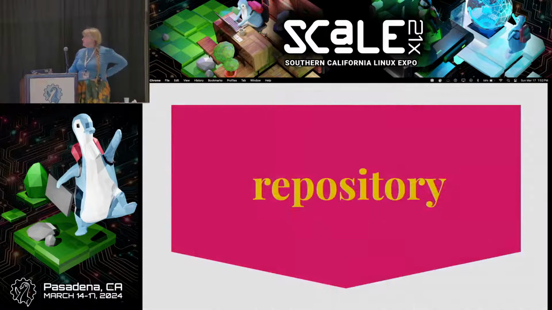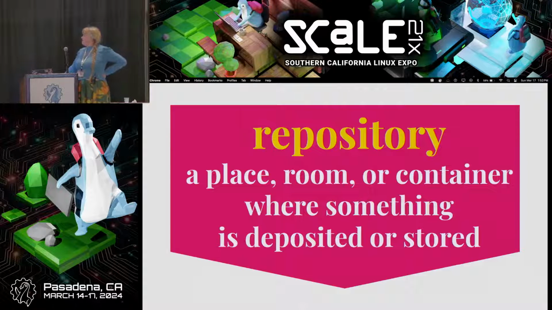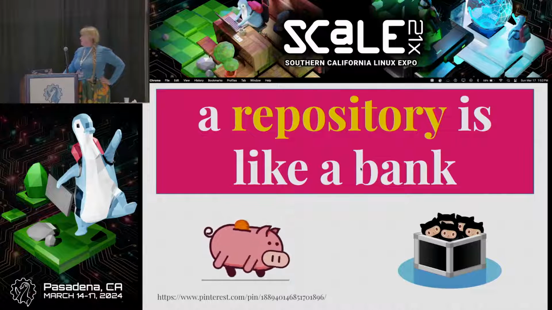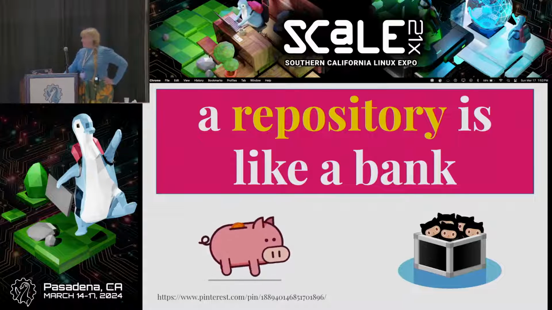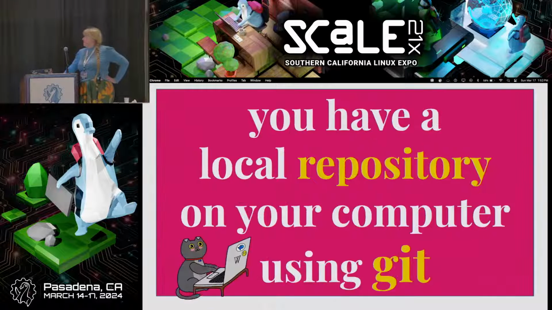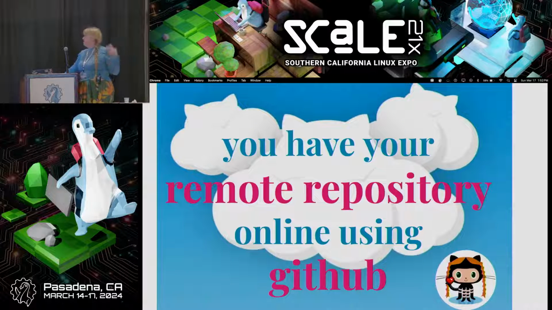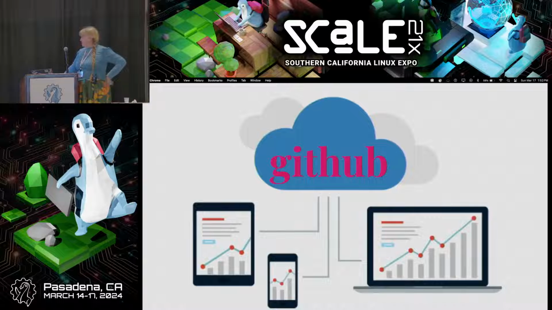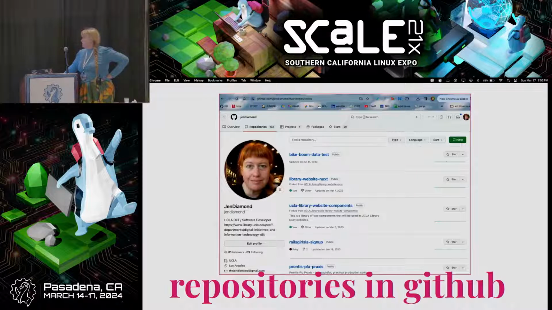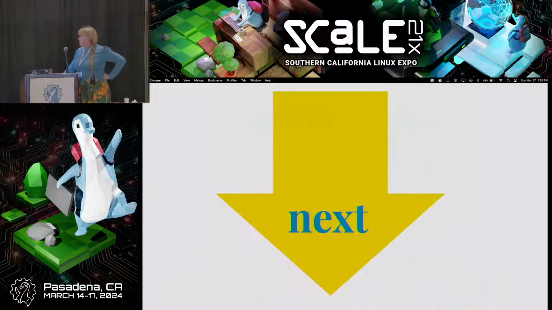And the next concept is the repository. The word just means a place, a room, or a container where something is stored or deposited, like a bank where your money goes, or that little box where all those octocats are stored in GitHub's box. Your code is stored in a repository. You have a local repository on your computer using Git. You have your remote repository online using GitHub. And as we mentioned, GitHub's in the cloud, so in case your computer catches on fire, it's safe. All your repositories are in GitHub, and this is sort of what they look like there.